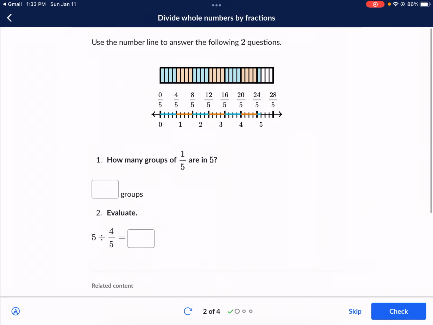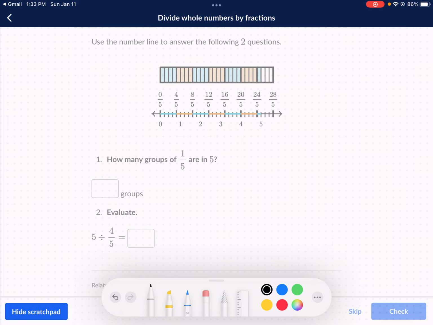All right, it's doing the same thing, okay? Use the number line to answer the following two questions. How many groups of 1/5 are in 5? Okay, so it's asking essentially the question it wants to know is 5 divided by 1/5. So if we're doing like 10 divided by 2, that's my easy example. How many groups of 2 are in 10? It's saying how many groups of 1/5 are in 5. Okay, so we're doing 5 divided by 1/5.